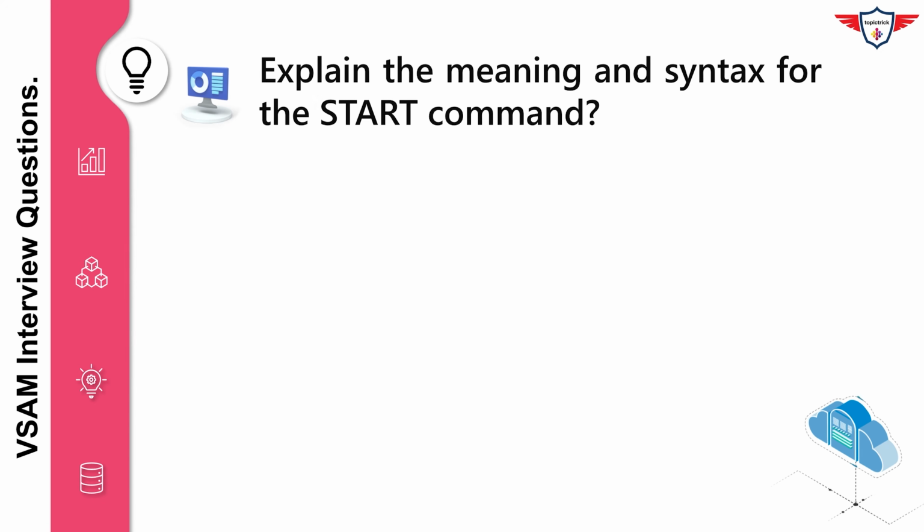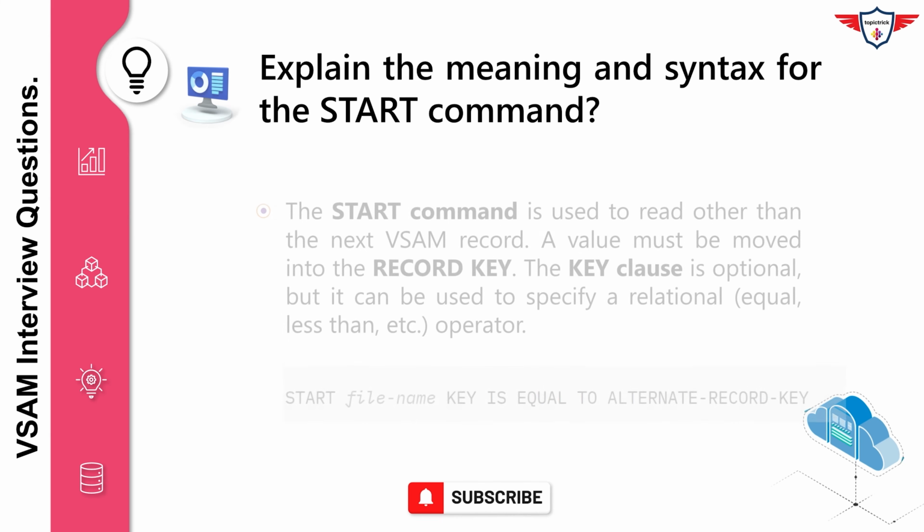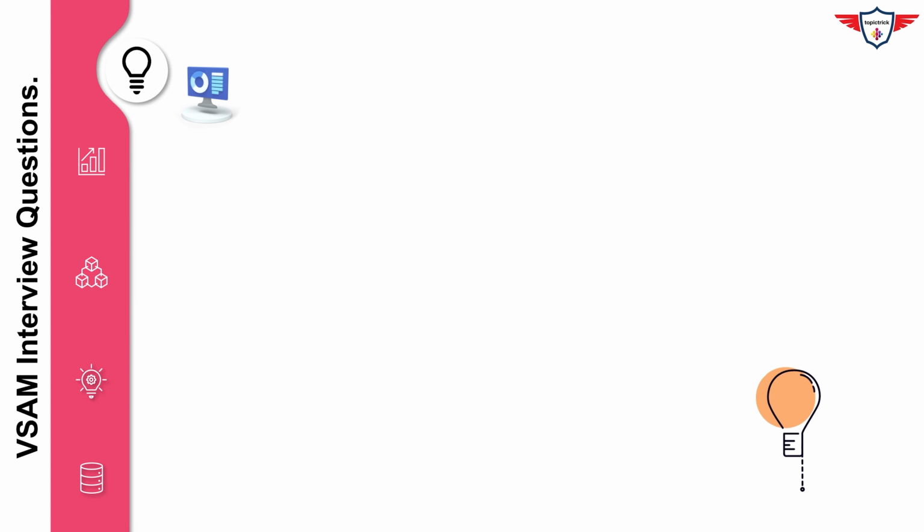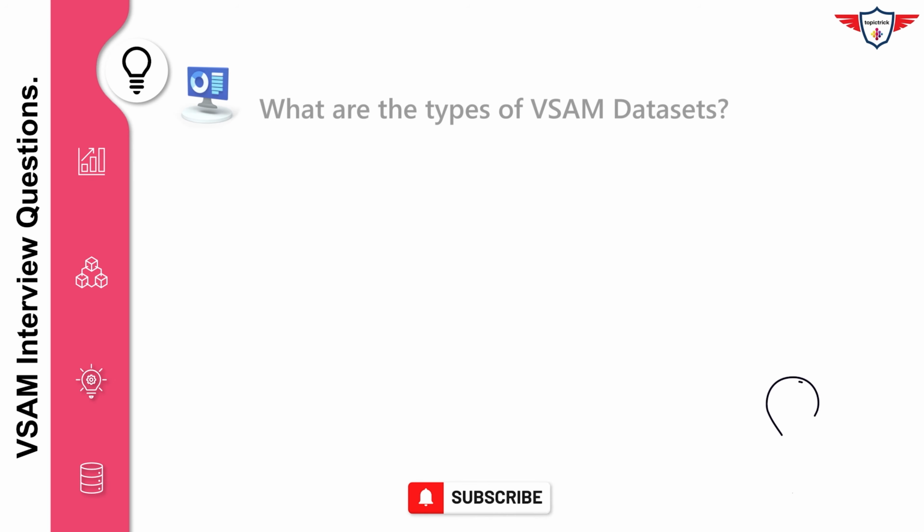Explain the meaning and syntax for the start command. The start command is used to read other than the next VSAM record. A value must be moved into the record key. The key clause is optional, but it can be used to specify a relational operator, that is, equal, less than, etc. What are the different types of VSAM datasets?